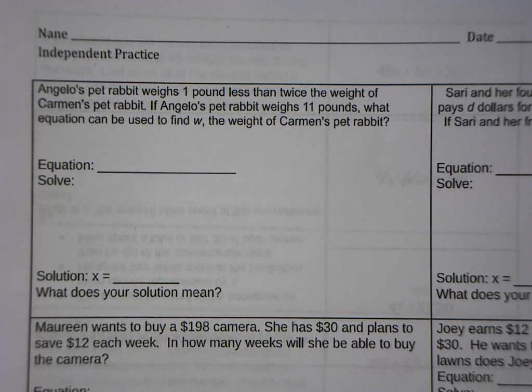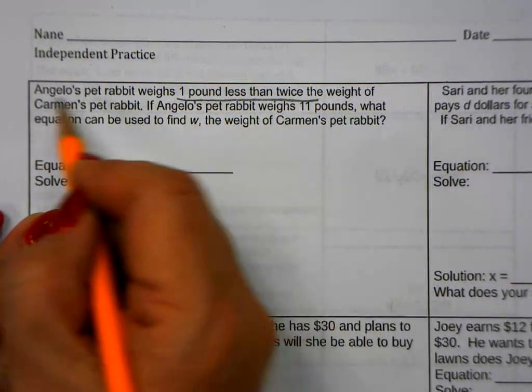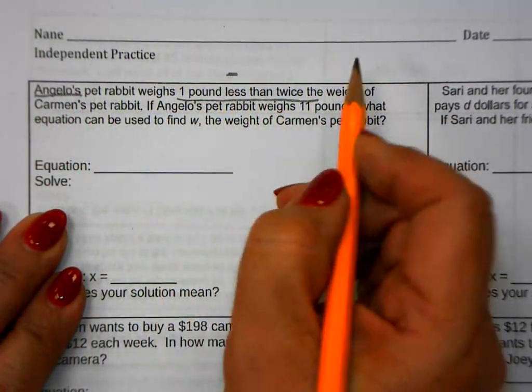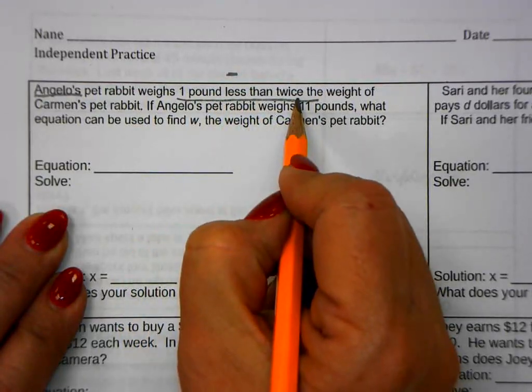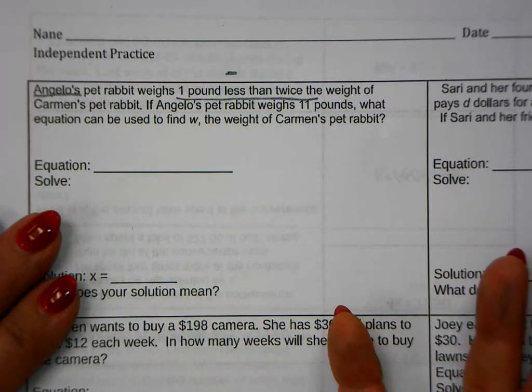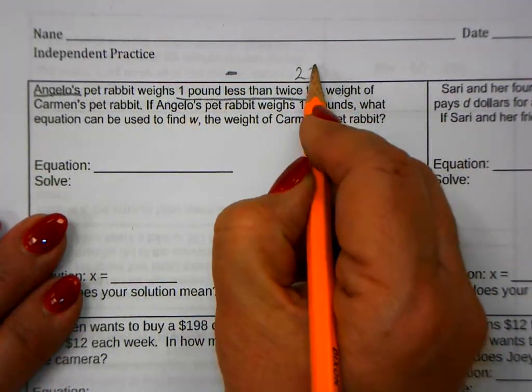Okay. So on here, I know that Angela's rabbit weighs 1 pound less. So is this one right here? This is Angela's rabbit, right? 1 pound less. So I know whatever it is, it's twice the weight of Carmen's minus 1 pound. That's pretty much it, right? So it's twice the weight. What does that mean? 2 times the amount.